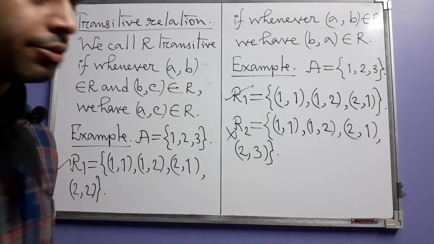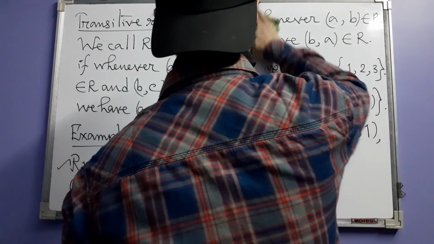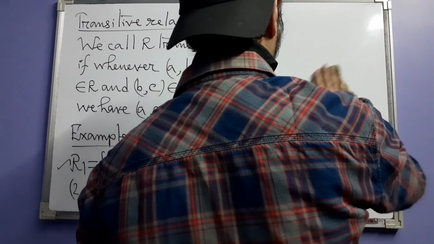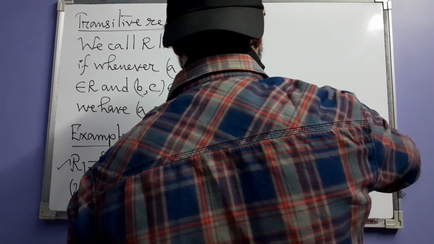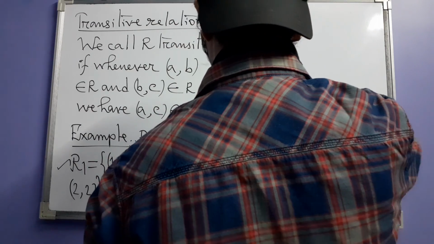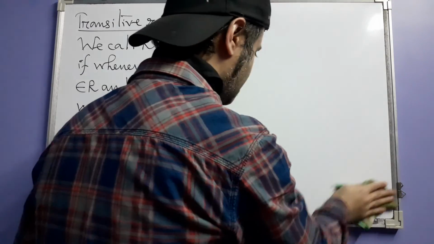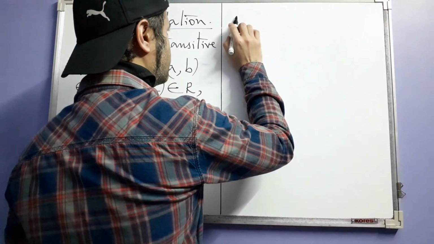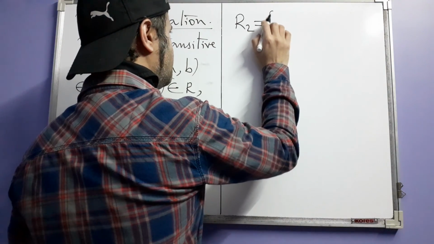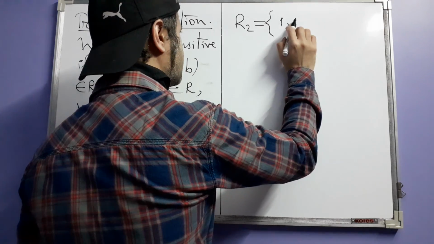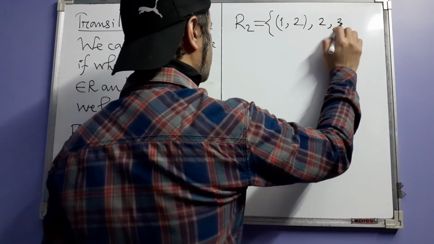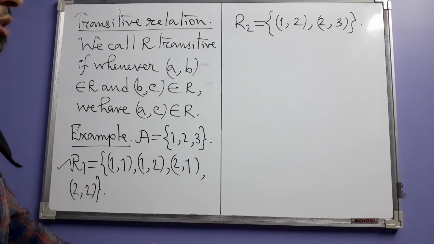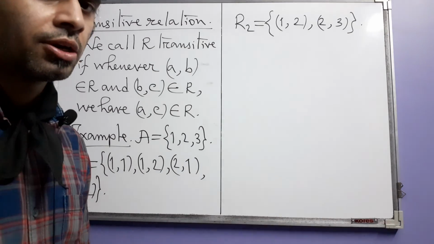You can create a non-transitive relation by choosing a comma b and b comma c in the relation, but a comma c is not in it. I mean, not in this R1, but in some other relation, say we call it R2. To keep things simple, I can just take this. This is not a transitive relation because 1 comma 3 does not belong to R2.